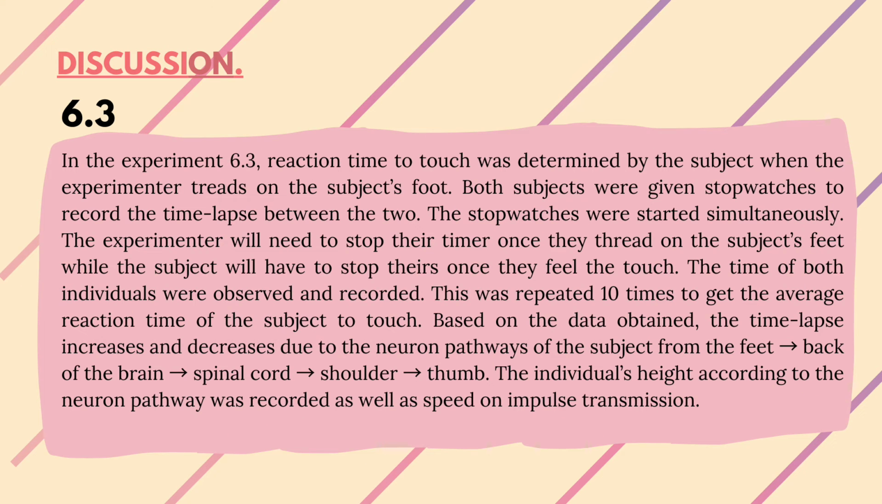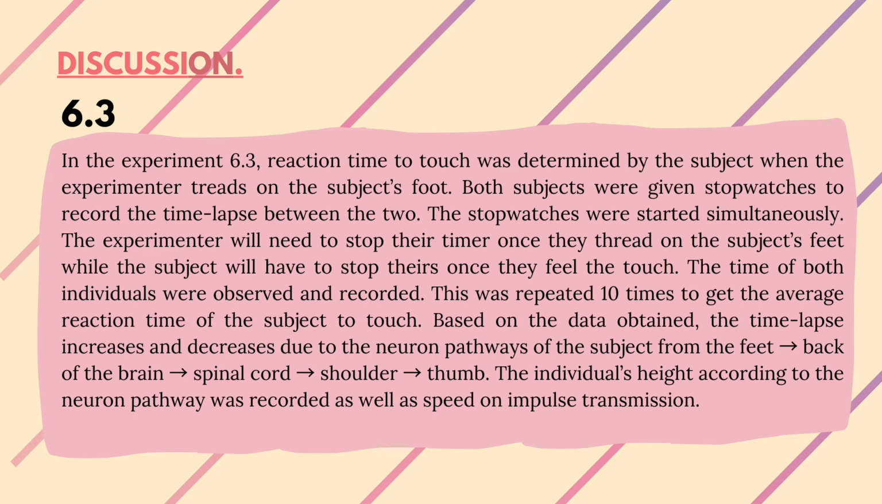Discussion for experiment 6.3. In the experiment, reaction time to touch was determined by the subject when the experimenter treads on the subject's foot. Both subjects were given stopwatches to record the time lapse between the two. Two stopwatches were started simultaneously. The experimenter will need to stop their timer once they tread on the subject's feet, while the subject will have to stop theirs once they feel the touch. The time of both individuals was observed and recorded.